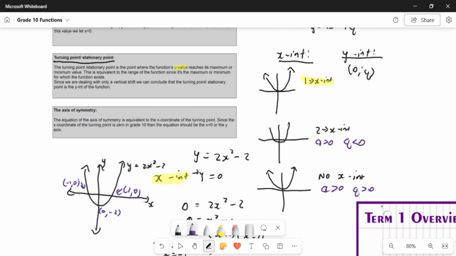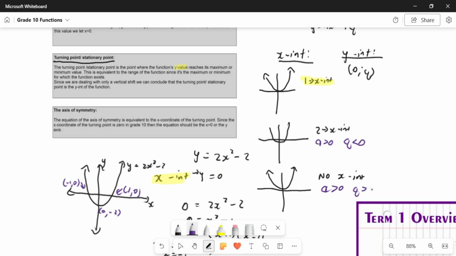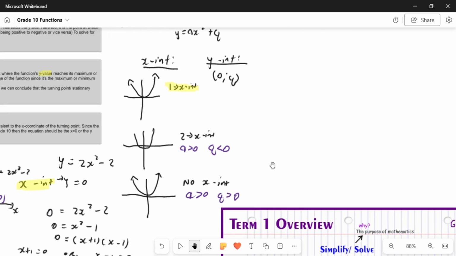Very powerful stuff. I can't emphasize this enough. I don't even think your teacher would have told you about this, but this is extremely important stuff, because if you look at this here, a is greater than 0, q is less than 0. What should I expect my answer to be? I should expect to have two x-intercepts just by analyzing these values. And you know what, we can apply this into much more complicated real world examples. But if you understand this, then you understand maths at the highest level.